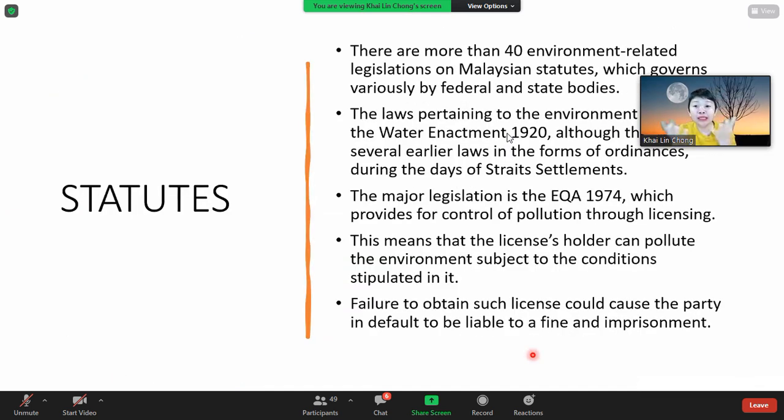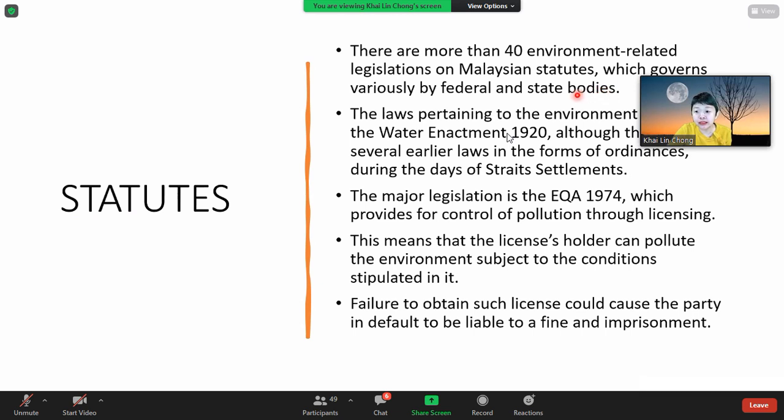So, what is statutes? Okay. There are more than 40 environmental related legislations on Malaysia statute, which governs the variously by the federal and state body. So, kita punya EQA, dia akan berdasarkan state dan juga federal. Walaupun undang-undang tu federal yang jaga. Tapi ada certain things yang dia di bawah kuasa state.